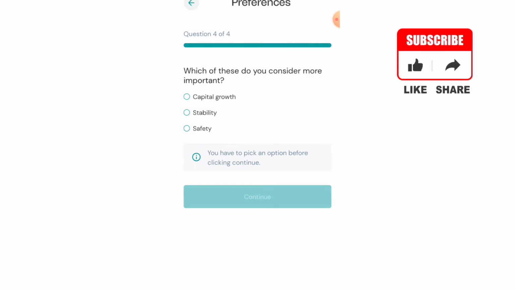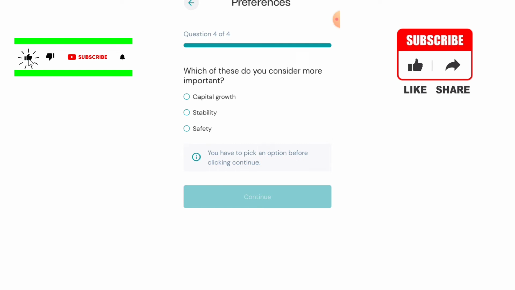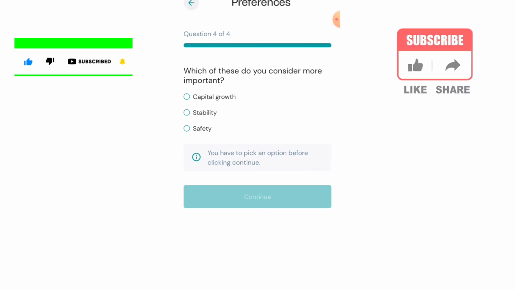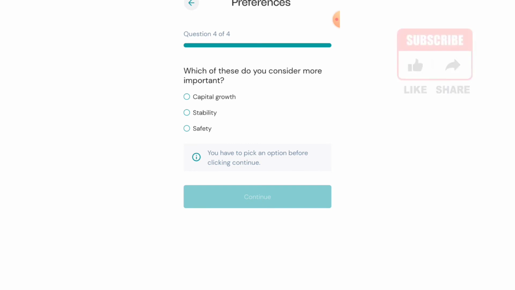Now they'll ask you, which of these do you consider more important? Do you want your capital to multiply, capital growth? Do you want stability, or do you want safety? Advisably, please pick stability or safety. This means, what would they invest your money in? If you want your capital to grow, they may invest in high risk, which may affect your capital. Stability means you don't want something that would alter your capital too much. And safety means that if you are saving 5 million, that 5 million must not crack. You don't want any bad news.